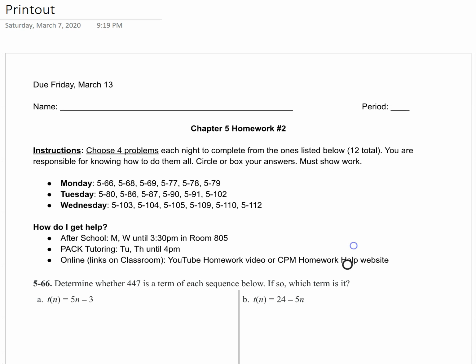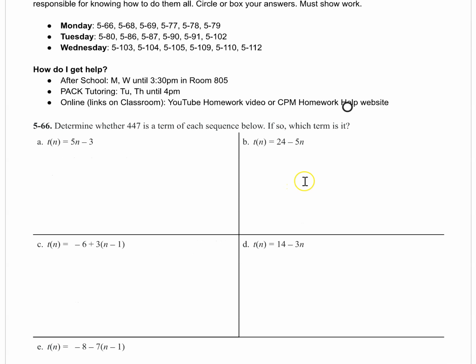Alright, this is homework 2. Start with 5-66. Determine whether 447 is a term of each sequence below. If so, which term is it? So let's look at A.